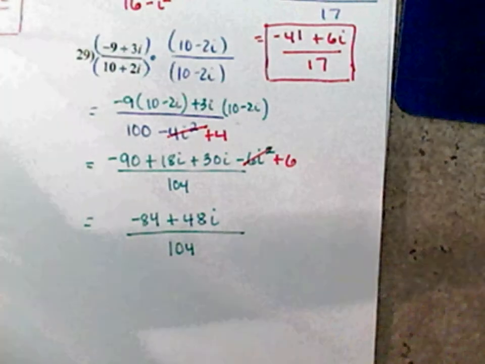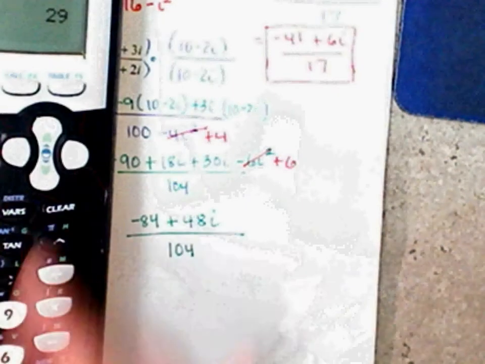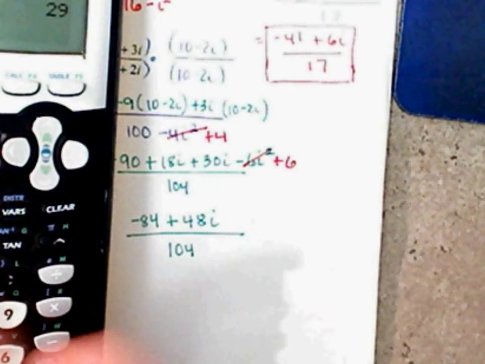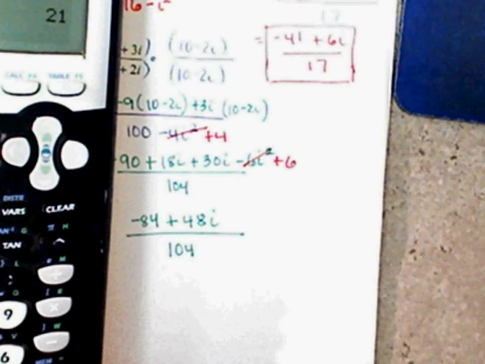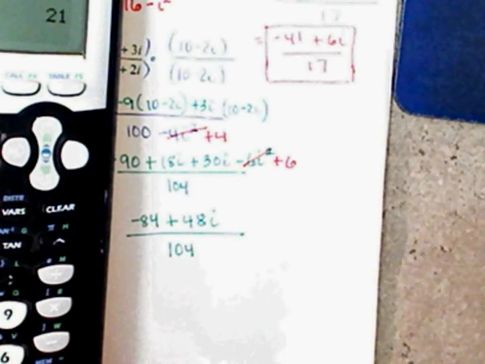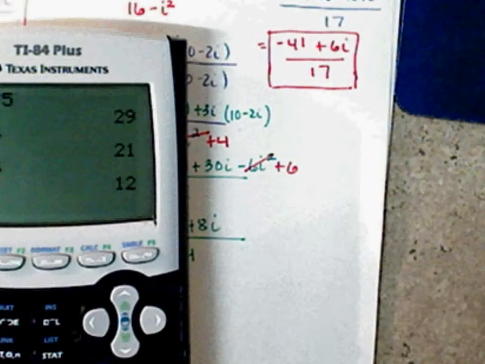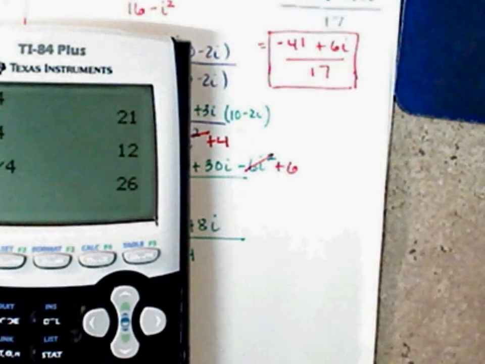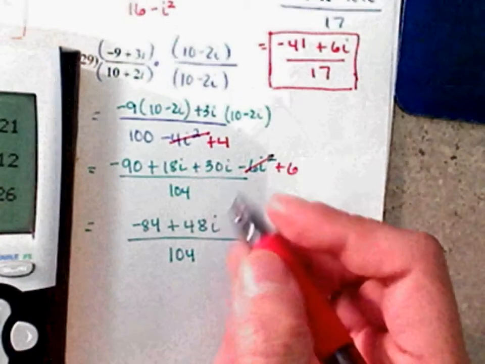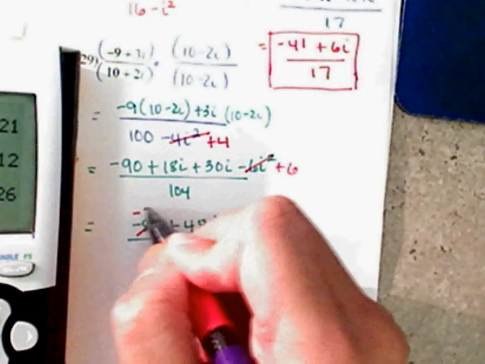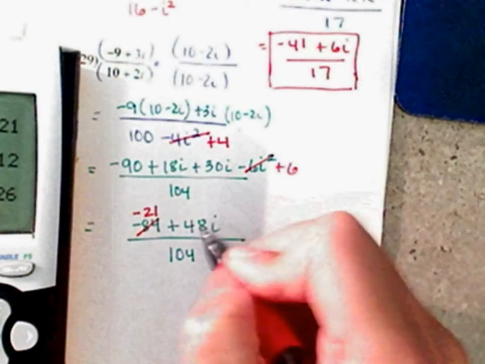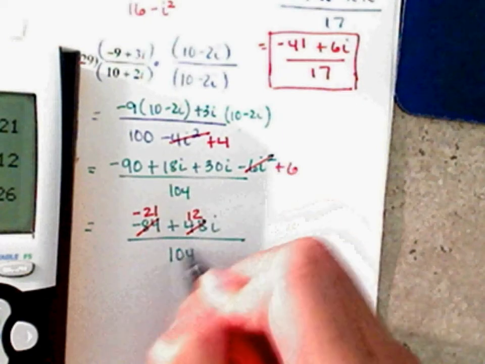So what you can do is 84 divided by 4 works. 48 divided by 4 works. See it right there? And then 104 divided by 4 works. So I'm going to go ahead and divide it by 4 first. That gives you negative 21. This gives you 12. And this gives you 26.